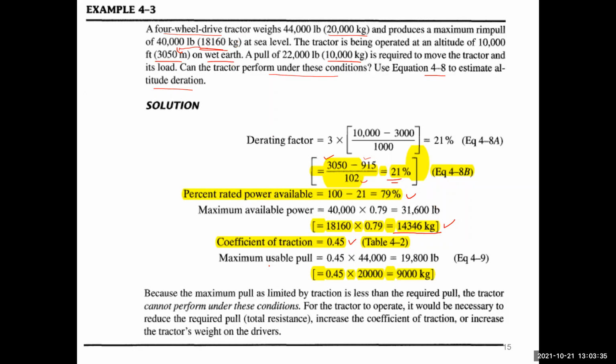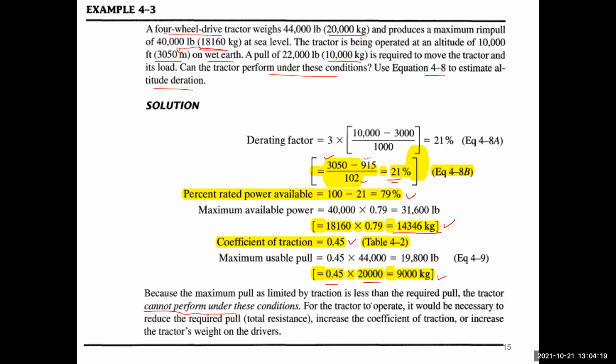So now we will use this coefficient of traction 0.45 and multiply it with the weight, which is 20,000 pound. 20,000 multiplied by 0.45 is 9,000 kilograms. So the maximum usable pull in this case is 9,000 kilograms, because the maximum pull as limited by traction is less than the required pull. So the tractor cannot perform under these conditions.